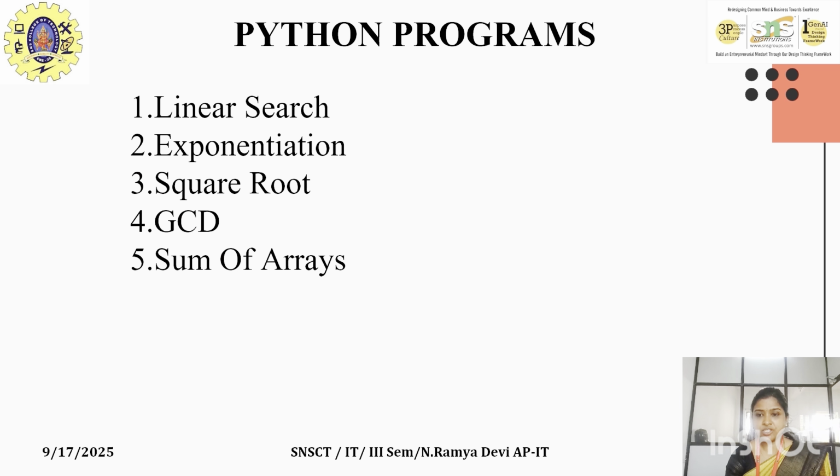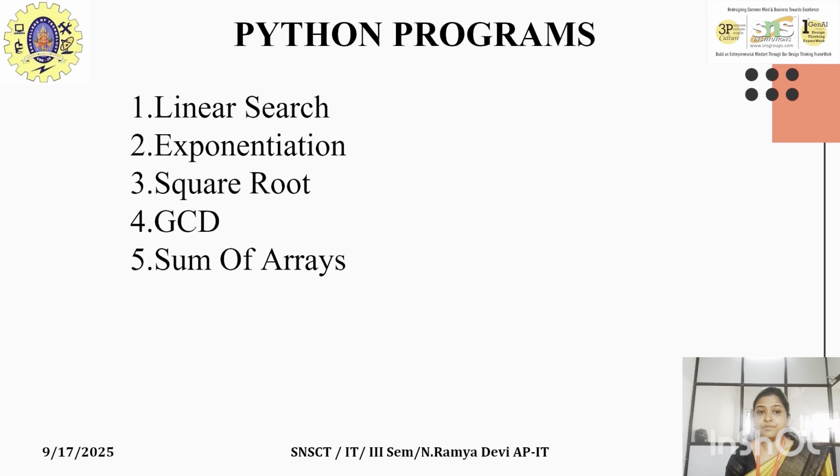The linear search depicts the search of a particular item in an array. If we give the item number or item name, it will be searched in the array linearly, one by one. And the exponentiation program has been used with a function. If a function is called and a number is sent to it, the exponentiation will be calculated and returned to the user.